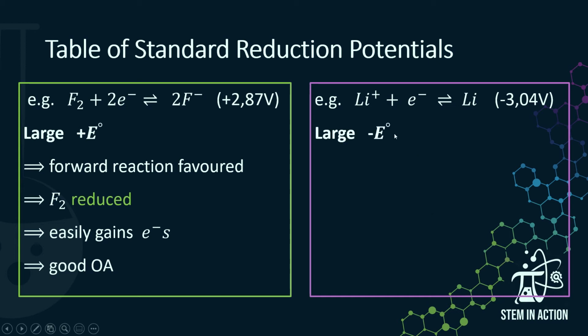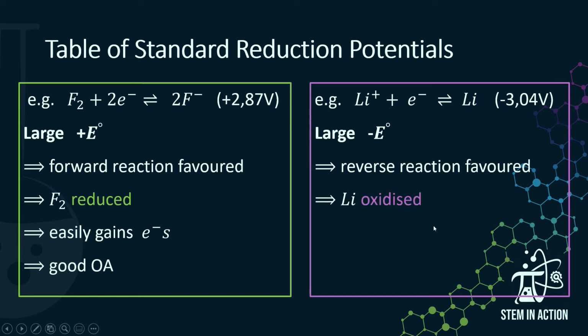Let's consider lithium ion. This reaction has a large negative E0 value. What does that mean? It actually means that the reverse reaction is favored. That involves lithium, going to the left, being oxidized, easily losing electrons. And that means that lithium over there is a good reducing agent. Grade 12s, if you can understand this, then working out E0 cell becomes really simple. You do need to concentrate a bit, but it becomes less scary.